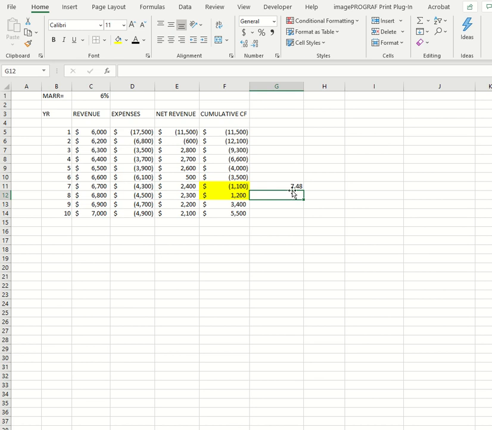Okay. So on the second part of this, we're going to look at the discounted payback period. So this is your discounted amount. So there's a formula for that that's going to kind of change this value, and then we're going to take the cumulative value from that.